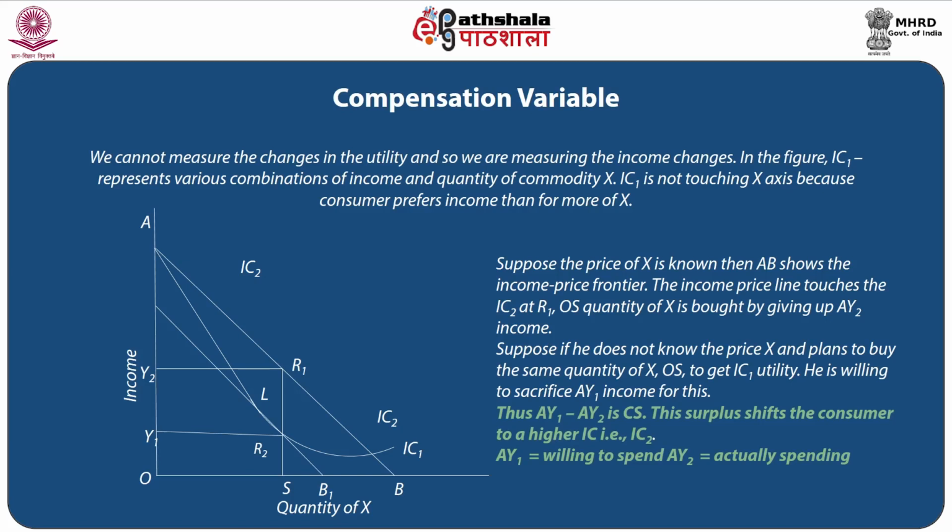Suppose he does not know the price of X and plans to buy the same quantity of X, OS, to get IC1 utility. He is willing to sacrifice AY1 income for this. Thus, the difference between AY1 and AY2 is the consumer surplus. This surplus shifts the consumer to a higher indifference curve, that is IC2. AY1 is the willingness to spend, AY2 is actually spending.